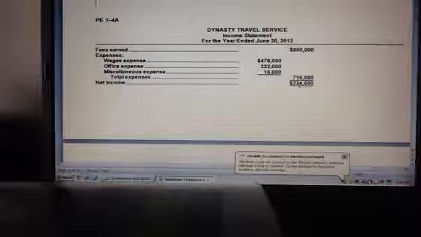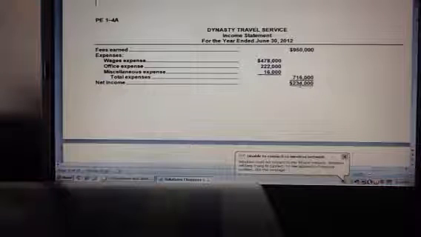The income statement, notice on any statement there is a heading, and the heading here is, first of all, the name of the company, Dynasty Travel Service, then the name of the statement, this is an income statement, and then the date, and this one is for the year ended June 30, 2012. And this is going to summarize the revenues and expenses for the year. The revenue consisted of fees earned, $950,000. The expenses consisted of office expense, $223,000, miscellaneous expense, $16,000, and wages expense, $478,000.